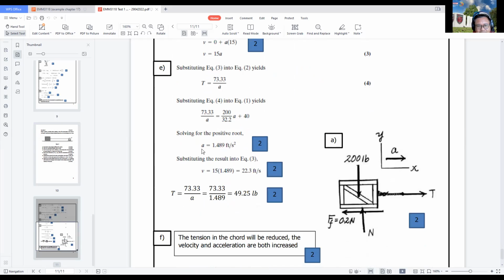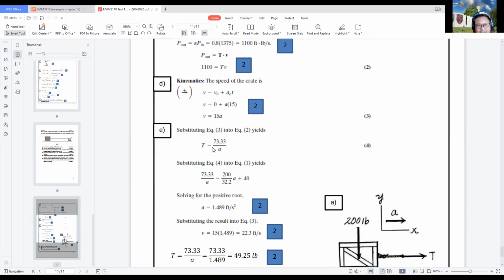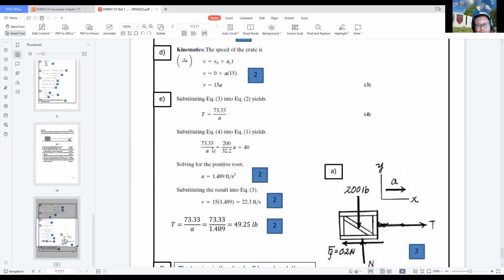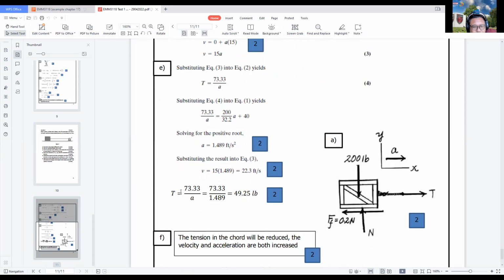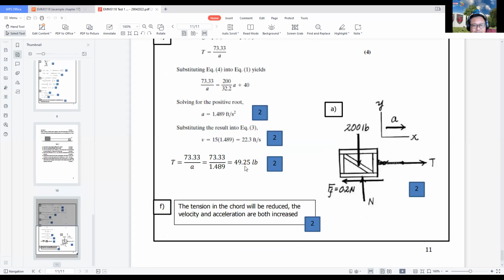And after you have calculated the acceleration of the crate, then it is much easier for you to determine the rest. By looking into equation number 3, you can calculate the velocity of the crate at this particular instant, and also the tension on the crate. Okay, you can use equation number 4 if you want.